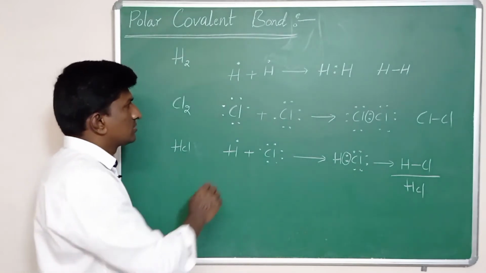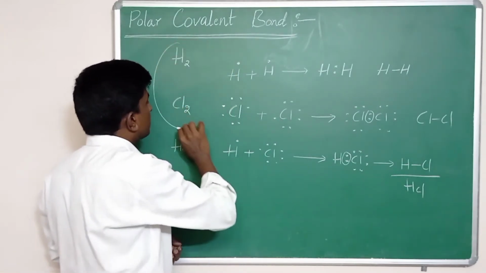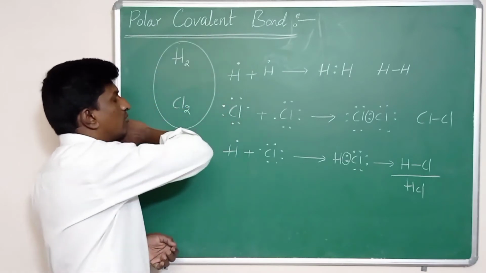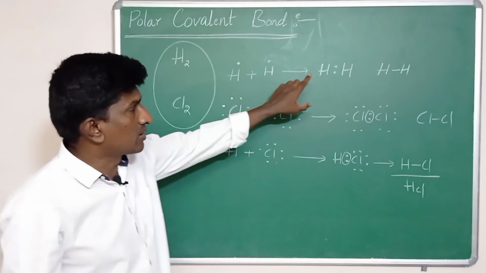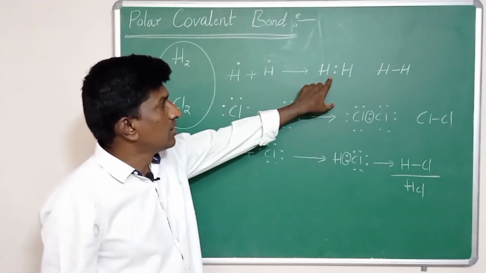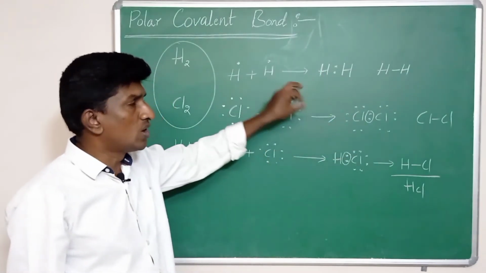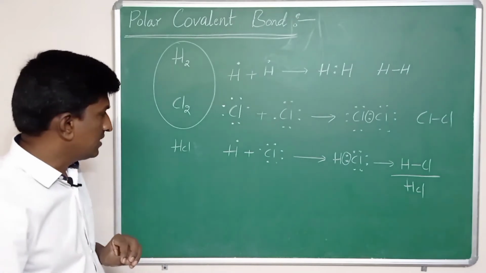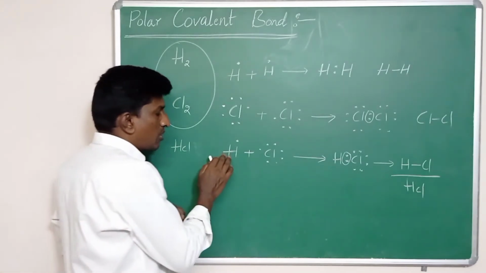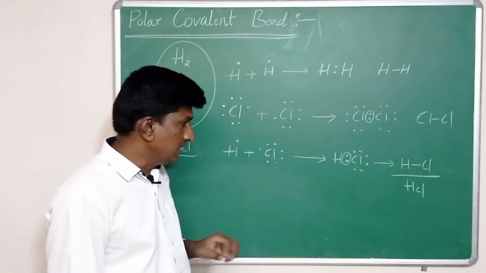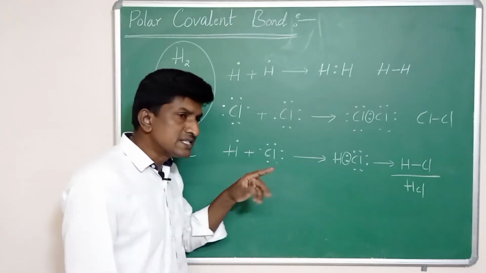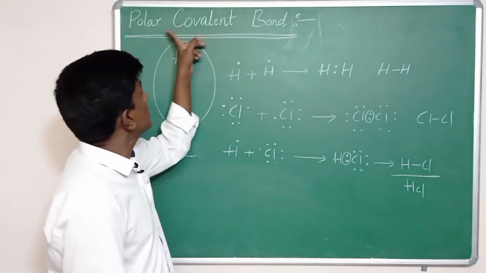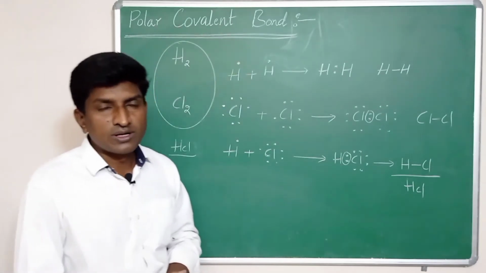The first two, the formation of hydrogen and the formation of chlorine, are the same. One pair of electrons is shared between hydrogens and between chlorines. These two are similar bonds. Then when we come to the formation of hydrogen chloride, the covalent bond between hydrogen and chlorine is different and this bond is called a polar covalent bond.